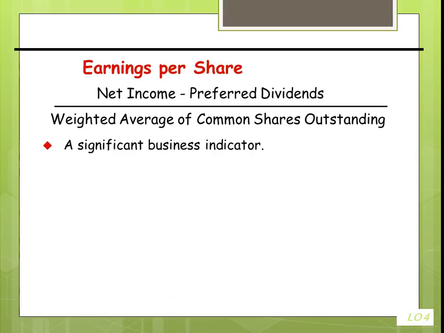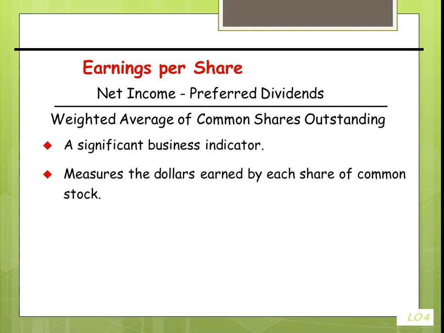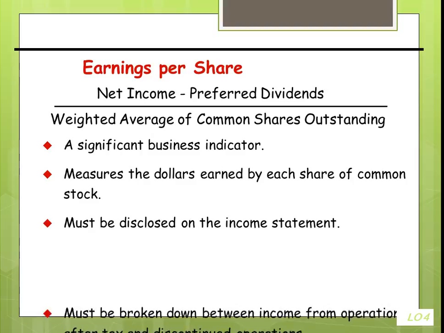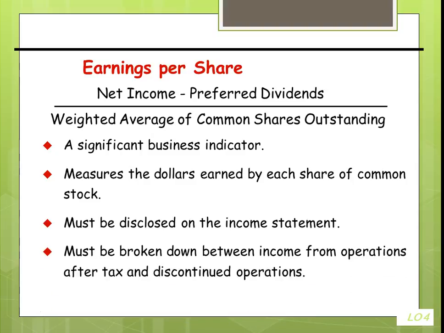So why do we need or look at earnings per share? Well, they consider it a significant business indicator. It measures the dollars earned by each share of common stock, must be disclosed on the income statement, and must be broken down between income from operations after tax and discontinued operations, because they want to get a better feel, and non-controlling interest because they want to know what effect that had. And then you show it based on net income.